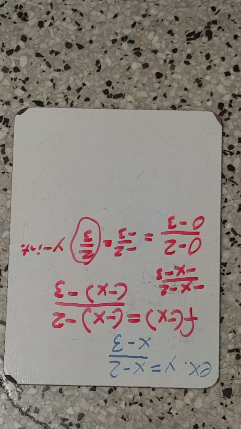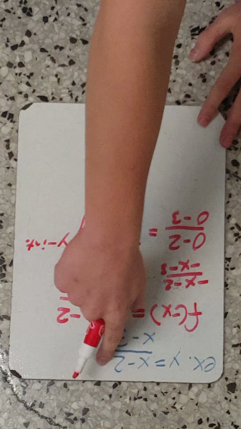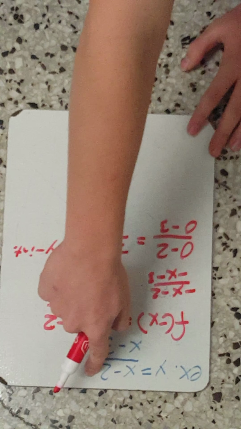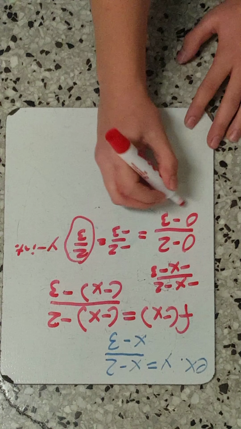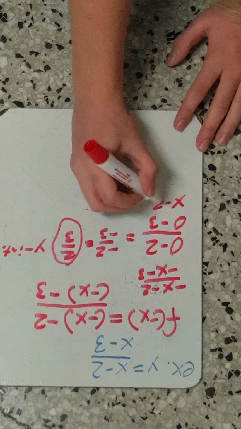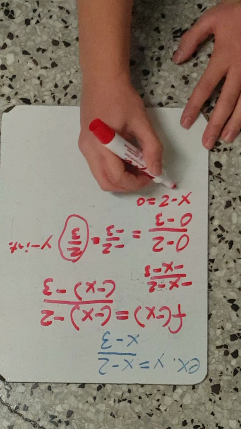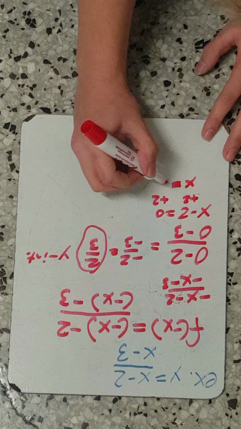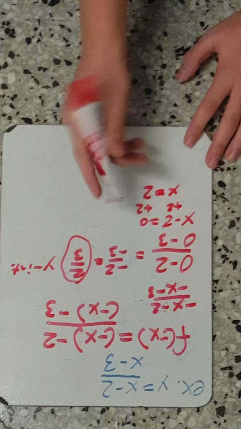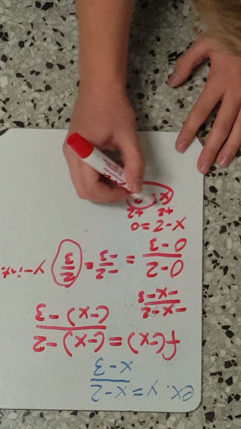Next you need to find your x-intercept. So what you would do is take the numerator of your fraction and make that equal to 0. So that would get you x minus 2 equals 0. Add 2, and x equals 2. And that is your x-intercept.